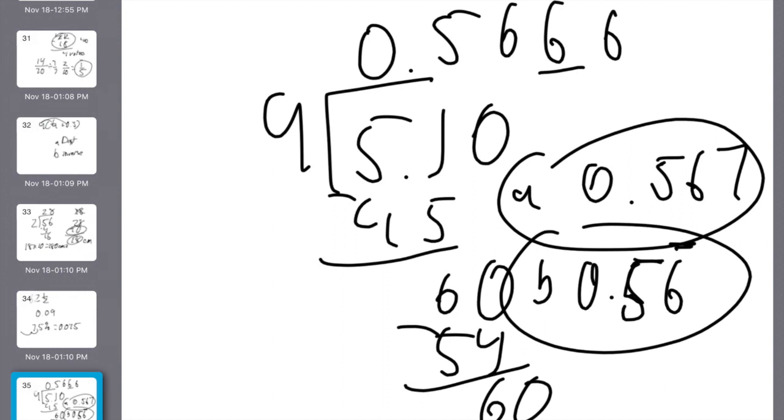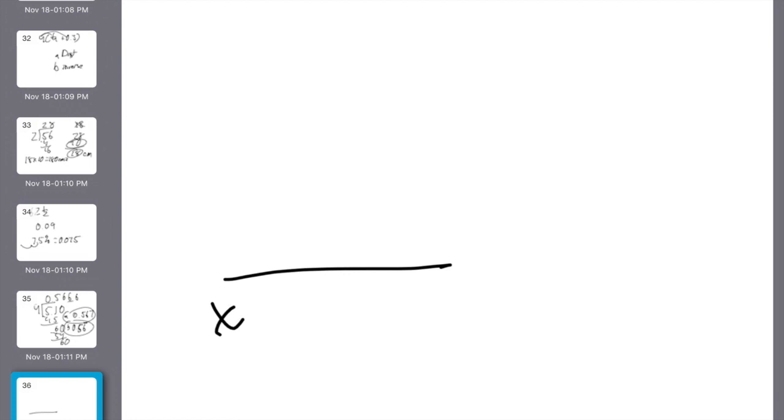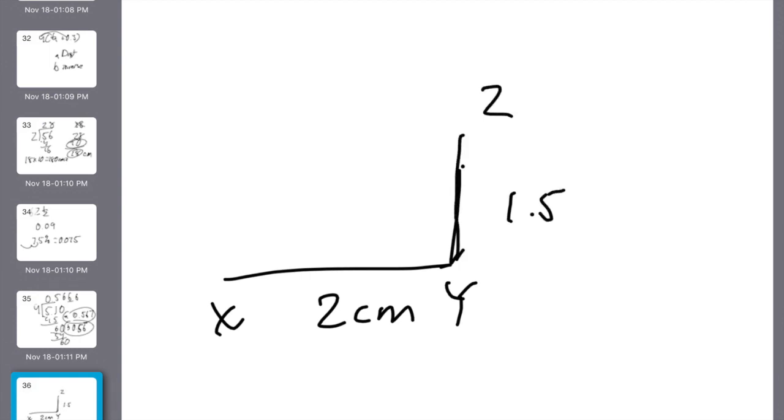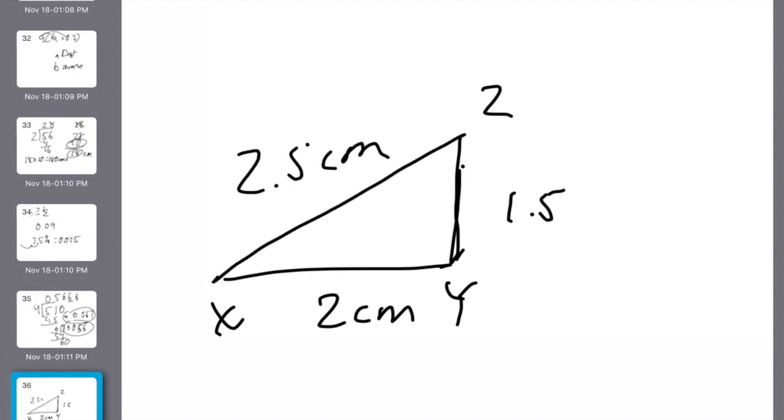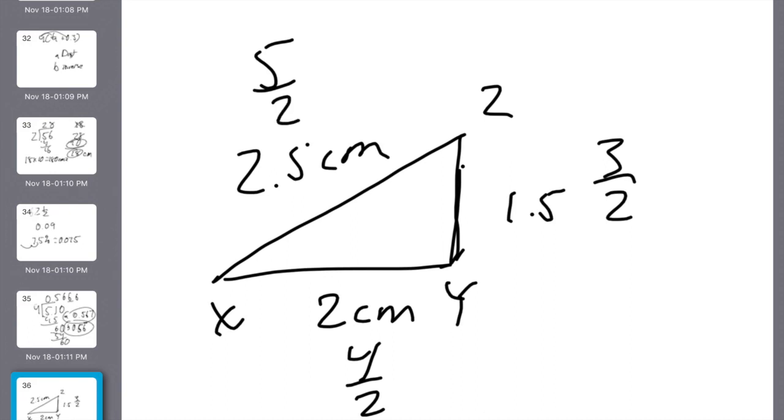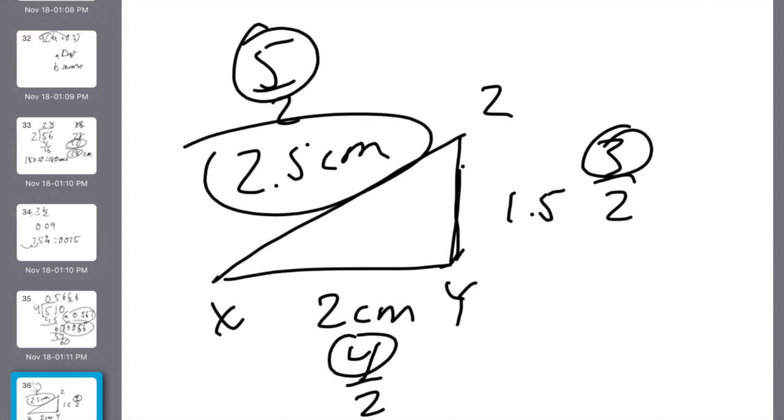Number 15, draw XY, 2 centimeters long. I said M, I don't know why, 2 centimeters. Then draw YZ perpendicular to it, YZ, this is 1.5, and that's a Z up here. Then complete it and measure it. You better get, when you measure, a 2.5. Guys, this is 3 squared, this is 4 over 2, this is 5 over 2. A 3, 4, 5 right triangle like you had earlier this week. Thank you, Mr. Pythagoras. So 2.5 centimeters is your answer for number 15.